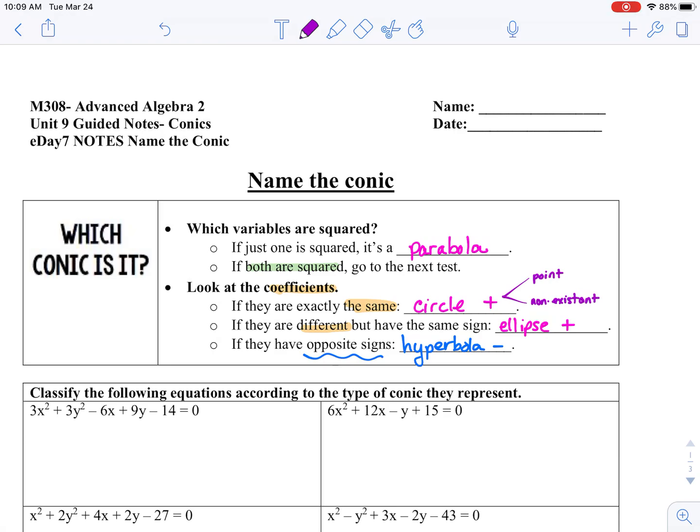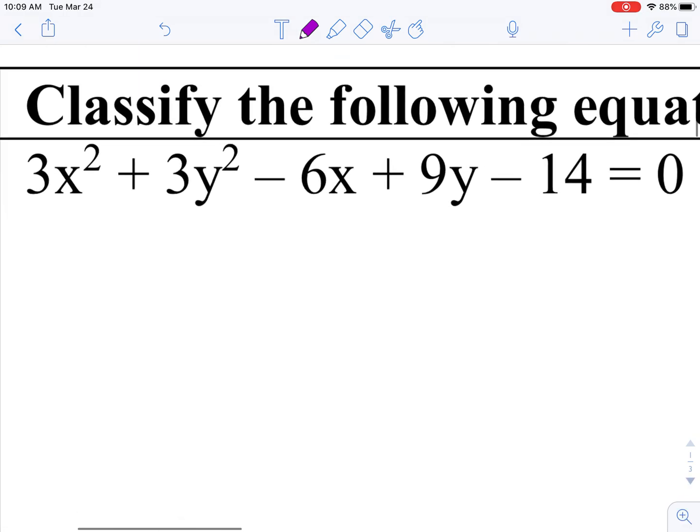Now for your exam, if I remember from your test, it's in a multiple choice format. And if it was a multiple choice question that did not have point or non-existent, then don't bother completing the square. But if those were one of the choices, then you do want to confirm whether it is actually a circle, a point, or non-existent.